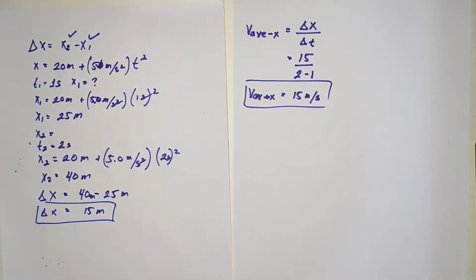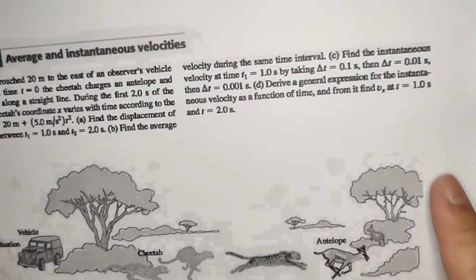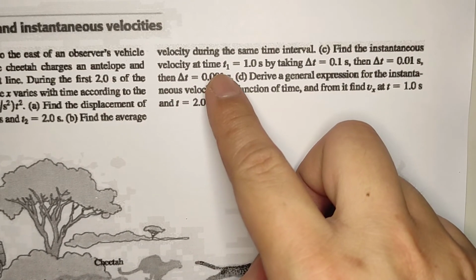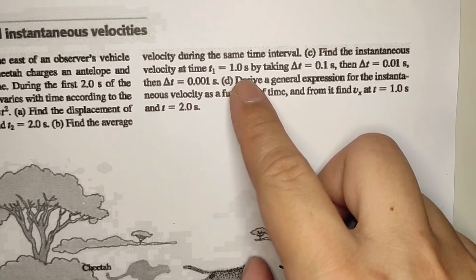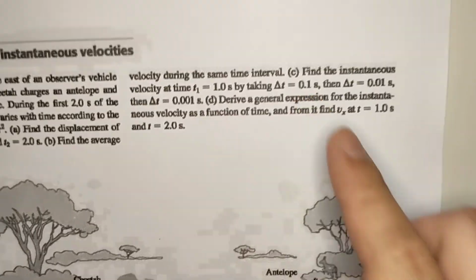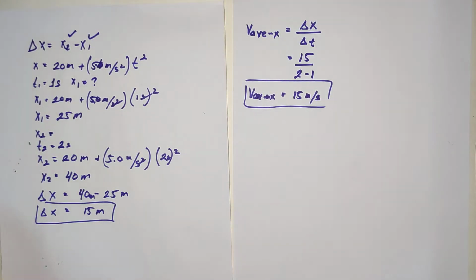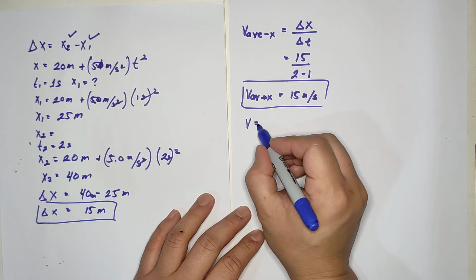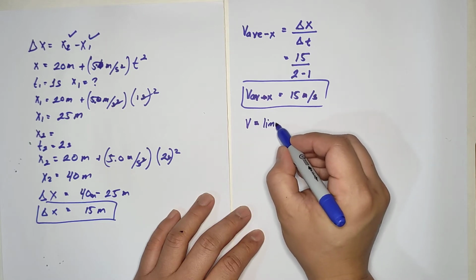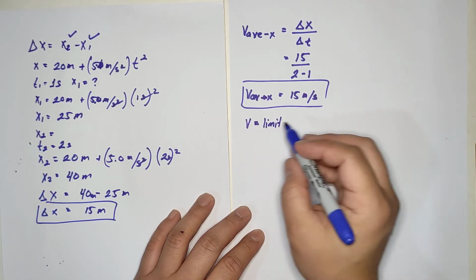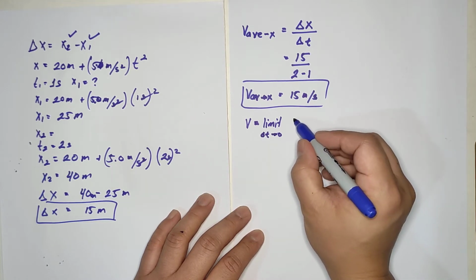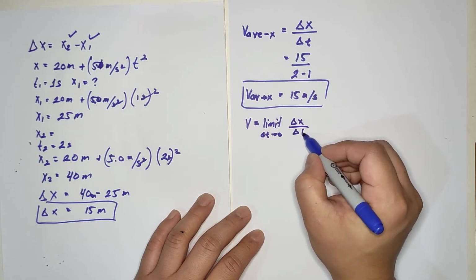Okay, what's next? The next one is find the instantaneous velocity at time t equals 1 second by taking delta t 0.1. Now, instantaneous velocity is actually the limit as delta t approaches 0 of delta x over delta t.